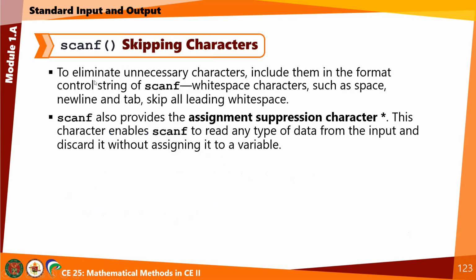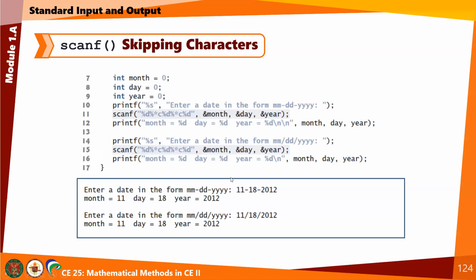Skipping characters. Okay. To eliminate unnecessary characters, include them in the format control string of scanf whitespace. Characters such as space, new line, tab. Skip all leading white spaces. Scanf also provides assignment suppression character, asterisk. This character enables scanf to read any type of data from the input and discard it without assigning it into the variable. Let's see an example.